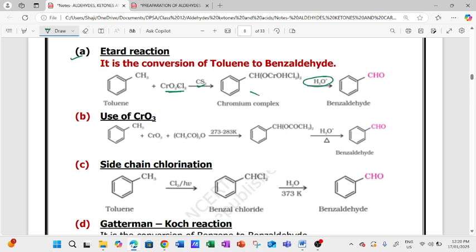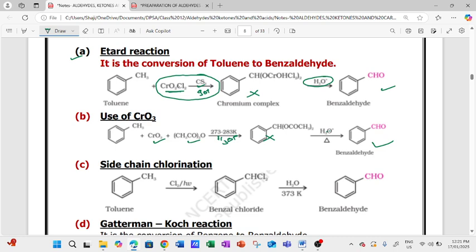See, if you forget to write the intermediate in the answer sheet, it's okay, fine. You can write this H3O+ along with this arrow mark and write the final product, benzaldehyde. So toluene to benzaldehyde. These three are the reagents: chromyl chloride, CS2 and acid hydrolysis. That is the Etard reaction. Similarly, we can use chromic oxide, acetic anhydride followed by acid hydrolysis. Similarly, here we can write H3O+ if you forget to write the intermediate. Then you write the final product as benzaldehyde. Or else by side chain chlorination.